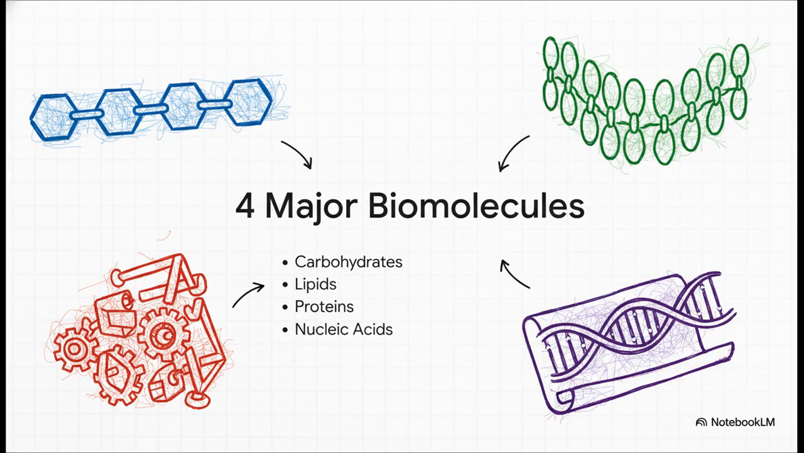And what are they building with all these bonds? They're making what we call the 4 major biomolecules. You can think of these as the 4 main types of building materials for any organism. We've got carbohydrates, lipids, proteins, and nucleic acids. Each one has a very specific and very vital job to do.